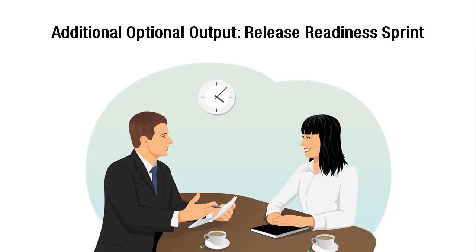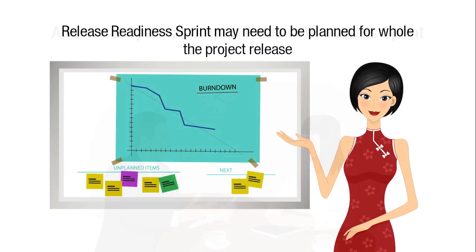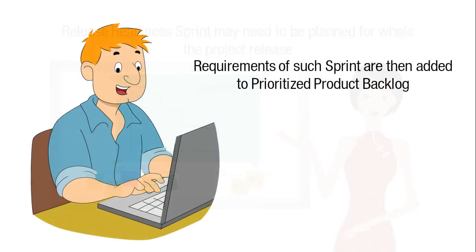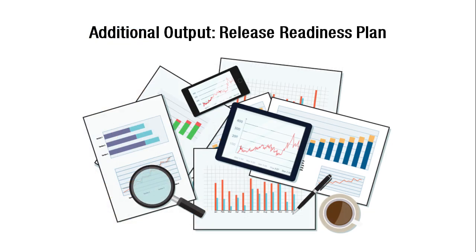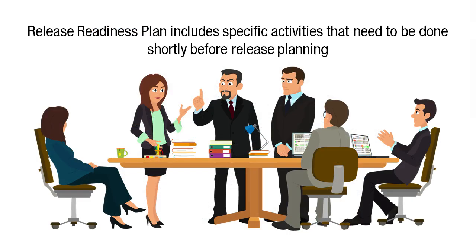Additional optional tool, Release Readiness Sprint. A release readiness sprint may need to be planned for the whole project release. Requirements of such sprint are then added to the prioritized product backlog. Additional output, Release Readiness Plan. The Release Readiness Plan includes specific activities that need to be done shortly before release planning.